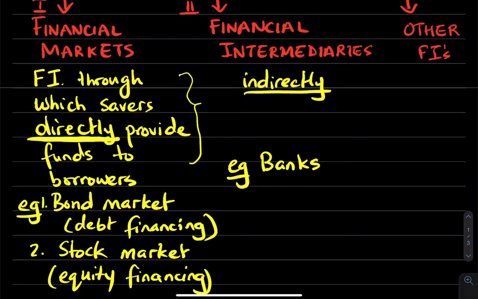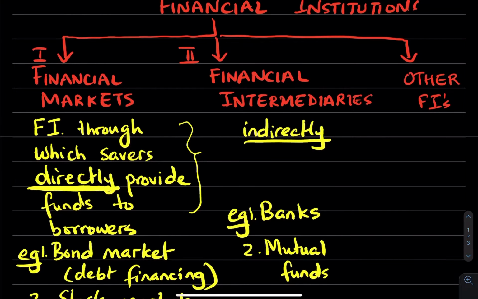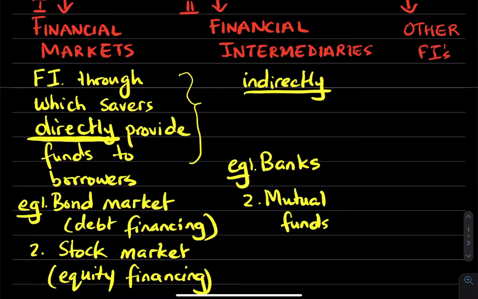Okay, now that's one. And the second type is a mutual fund. Once we've learned about the bond market and the stock market, we would be able to understand what mutual funds are. So these are some of the differences between financial markets and financial intermediaries. And then any financial institution that does not fall into the first two categories is put into other financial institutions.